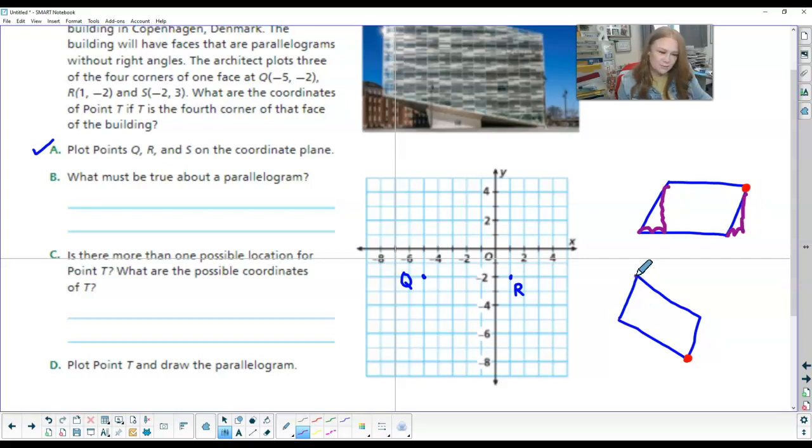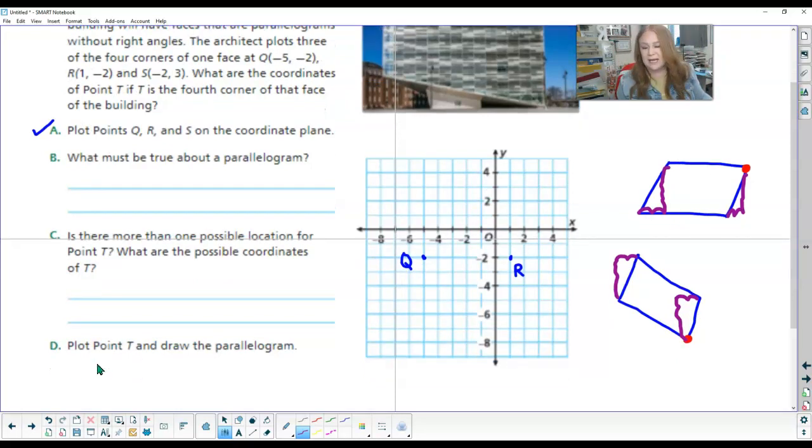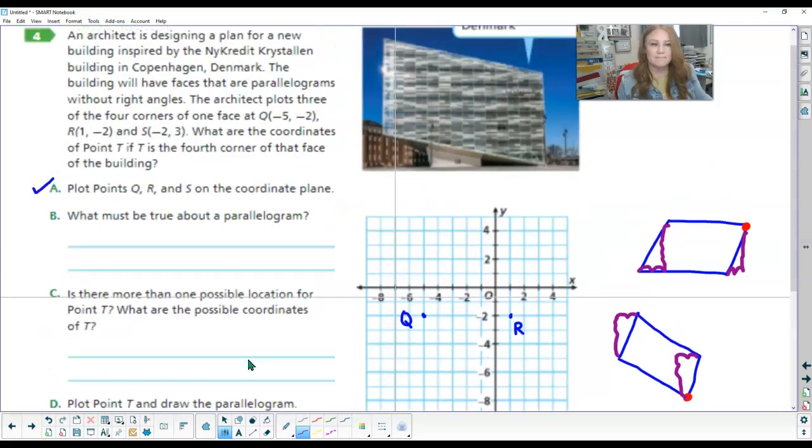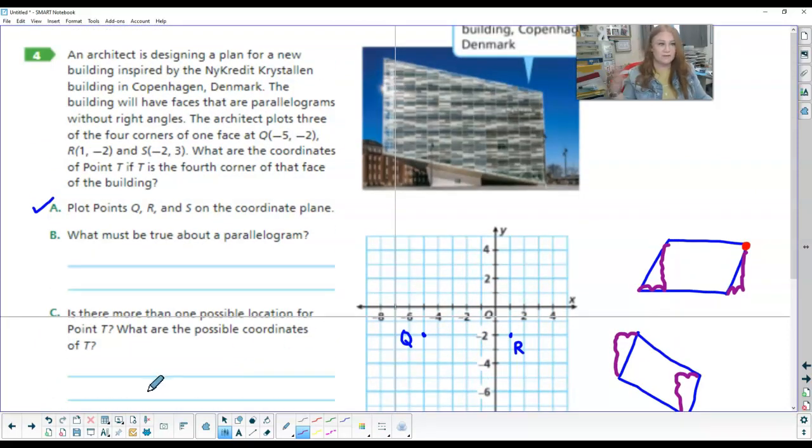So this time we were going backwards over and then down. So I'd have to go backwards over and then down. So you just have to do the same thing to make those shapes. So go ahead and plot T and draw that parallelogram there. So go ahead and do that, and you have finished all of the tasks for 11.2.